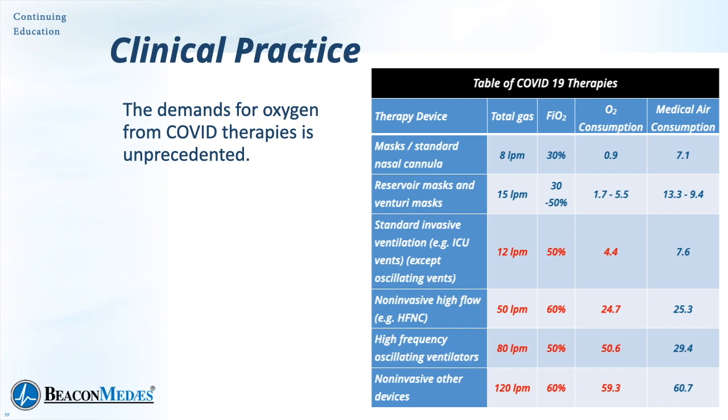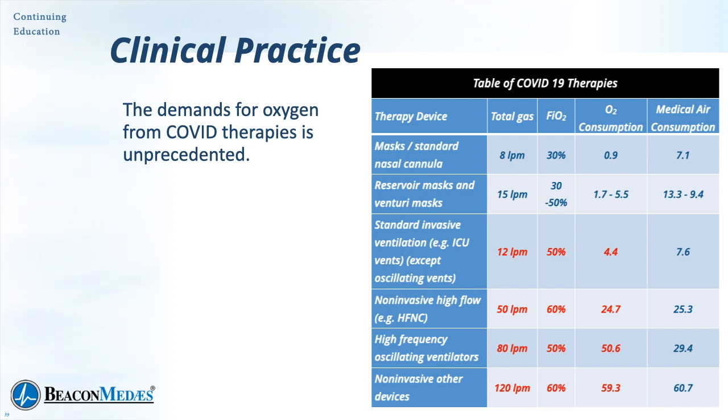Now the reservoir masks, Venturi masks, these take a little more. They will typically take up to 15 liters a minute of gas, 30 to 50% FiO2, 50% being relatively high. Oxygen consumption then is going to be somewhere between 2 and 6 liters a minute. The rest is going to be air.